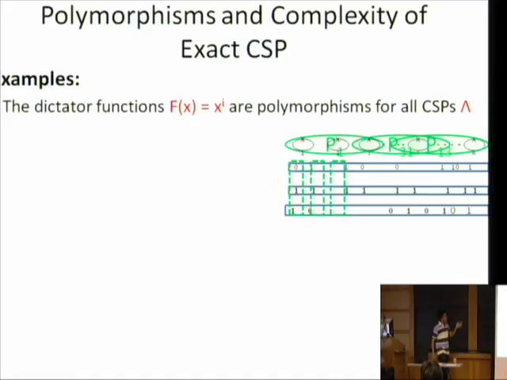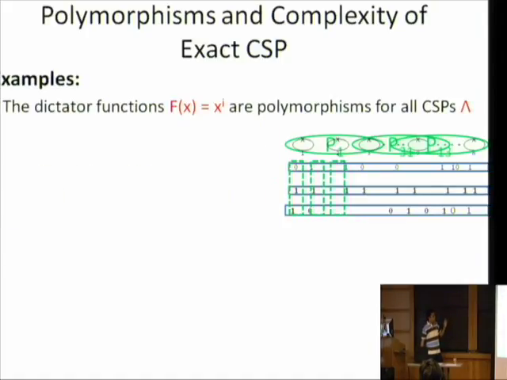So first of all, I'm going to say a trivial thing: if you look at the dictator functions, they are actually polymorphisms for all CSPs. Because if I give it a bunch of solutions and apply the ith dictator, it'll output the ith bit. So it'll just copy the entire ith solution down, which means I'll get back one of the solutions I started with. So it's not a non-trivial polymorphism, but it's a polymorphism. So every CSP has this.